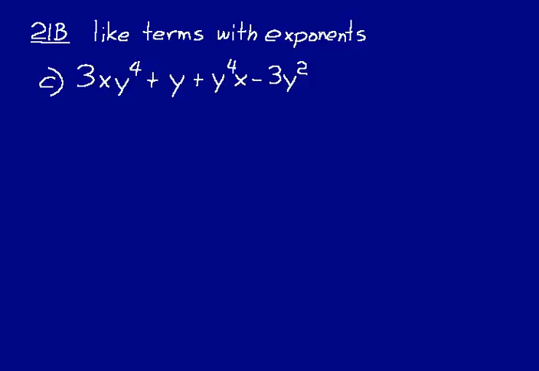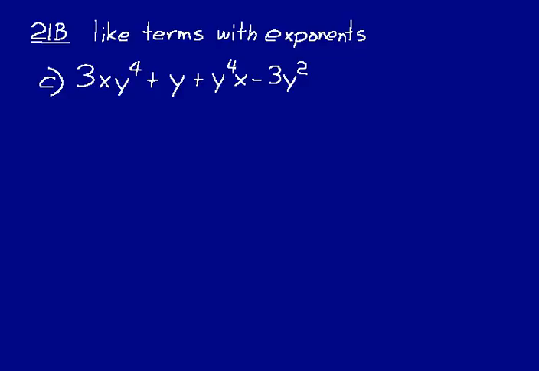Look at practice problem C. Let's simplify this by adding like terms. Let's just look through the problem. We have 3xy to the fourth plus y to the fourth x minus 3y squared. The difference between this problem and other like term problems we've been doing is that now you have to match up the variables as well as their exponents.